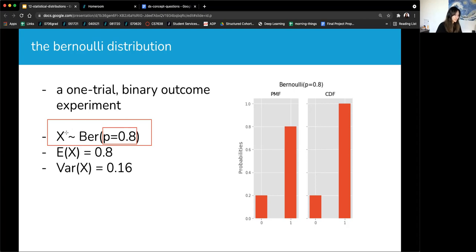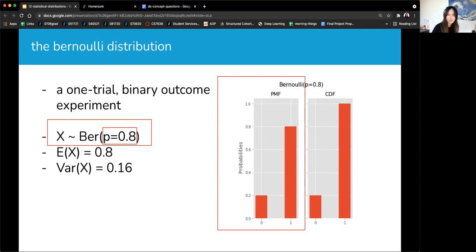The way you write it is just X squiggly line Bernoulli. BER is short for Bernoulli, probability equal to 0.5. In this case, we have a weighted coin where the probability of having a heads is 0.8. You don't have to define the probability of a tails because it is binary, because there are only 2 possible outcomes. You automatically know that if the probability of heads is 0.8, the probability of tails is going to be 0.2. That's shown by this over here.